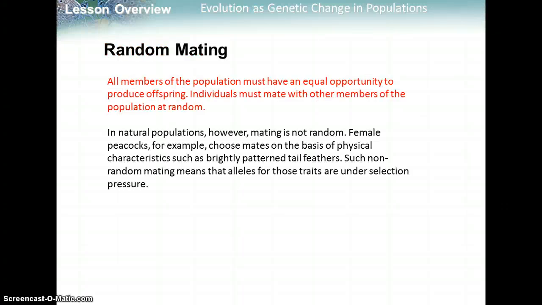Another rare thing is random mating. All members of the population must have an equal opportunity to produce offspring. Individuals must mate with other members of the population at random. Again, that rarely happens. In natural populations, mating is not random. Female peacocks, for example, choose mates on the basis of physical characteristics such as brightly patterned tail feathers. Such non-random mating means that alleles for those traits are under selection pressure.